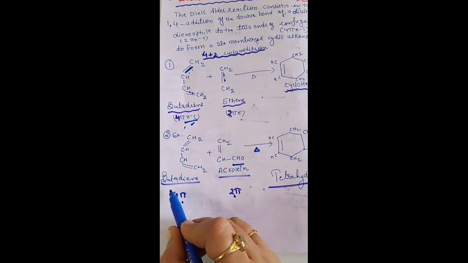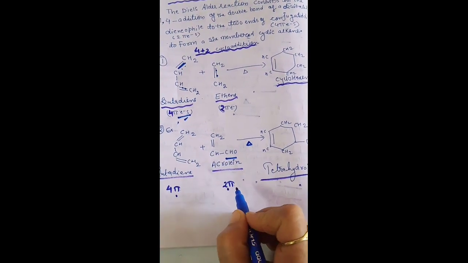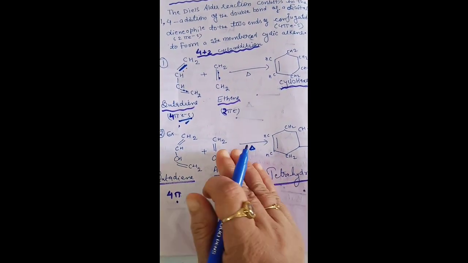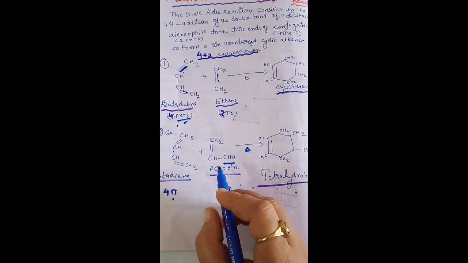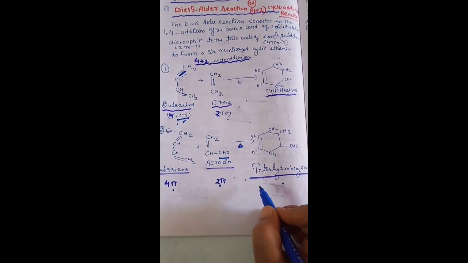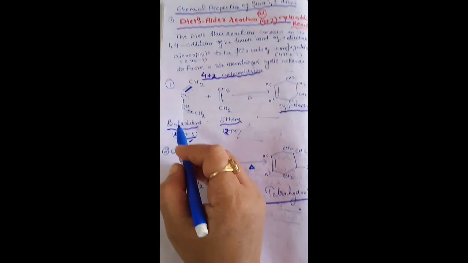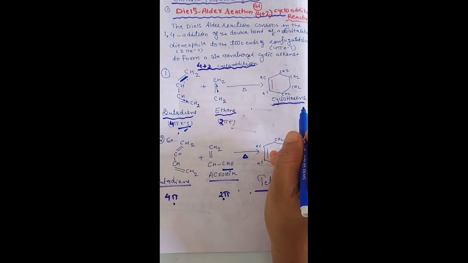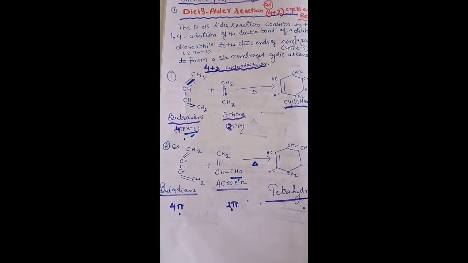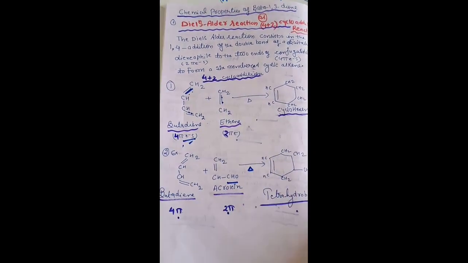This is our butadiene, a 4 pi electron system. This is acrolein. We have only removed one of the hydrogens from the CH2 and added the aldehyde group. So it results in the formation of tetrahydrobenzaldehyde. Now let us see once again. Butadiene reacts with ethene to form cyclohexene, and actually it's a type of pericyclic reaction.